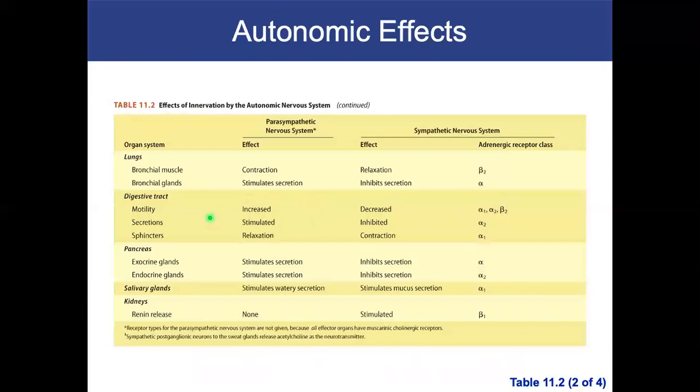Digestive tract, parasympathetic is going to increase motility and stimulation for secretions, and it's going to relax those sphincters. So it's going to help move food and nutrients through the digestive tract. Whereas if you're running for your life, your digestive tract is really inhibited.